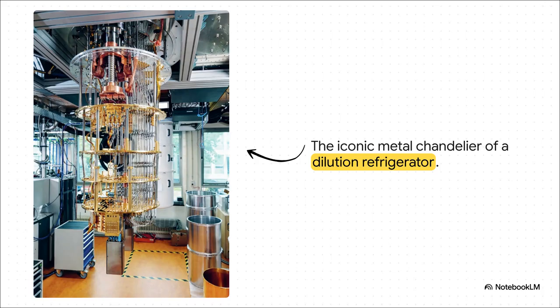And to achieve that freezing temperature, engineers have to place that tiny chip at the very bottom of a massive structure. It looks like an iconic metal chandelier, but it's actually a dilution refrigerator. It's suspended right from the ceiling, and it cools the hardware down in stages. The top disks might sit at a freezing 35 Kelvin, but as you go down layer by layer, it gets increasingly colder. 3 Kelvin, 900 millikelvin, 100 millikelvin, all the way until the final stage at the very bottom hits that magical 10 millikelvin mark, where the chip actually lives.